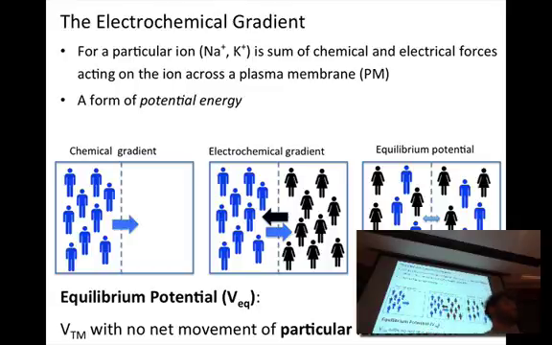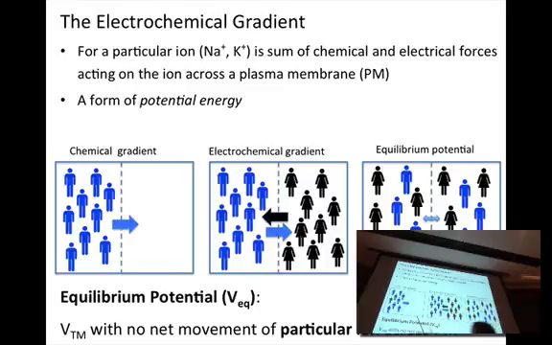So we're going to put this together. We talked about electrical gradients. We've talked about chemical gradients. They work together. The forces of each of those two concepts work in concert to form the electrochemical gradient. For any given ion, be it sodium, potassium, what have you, the action that ion takes is the sum of these two forces, the chemical and the electrical forces that are acting on this ion. So this is a form of potential energy.